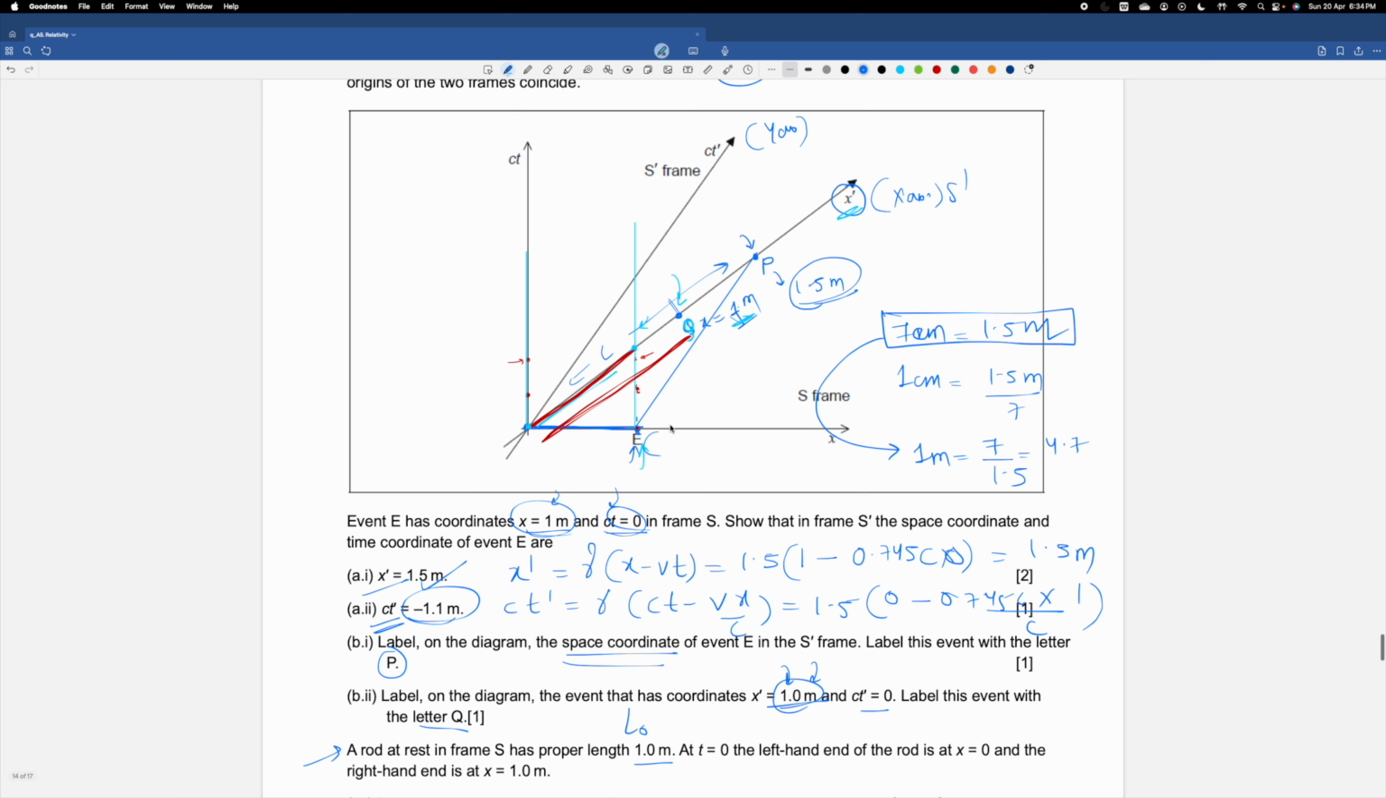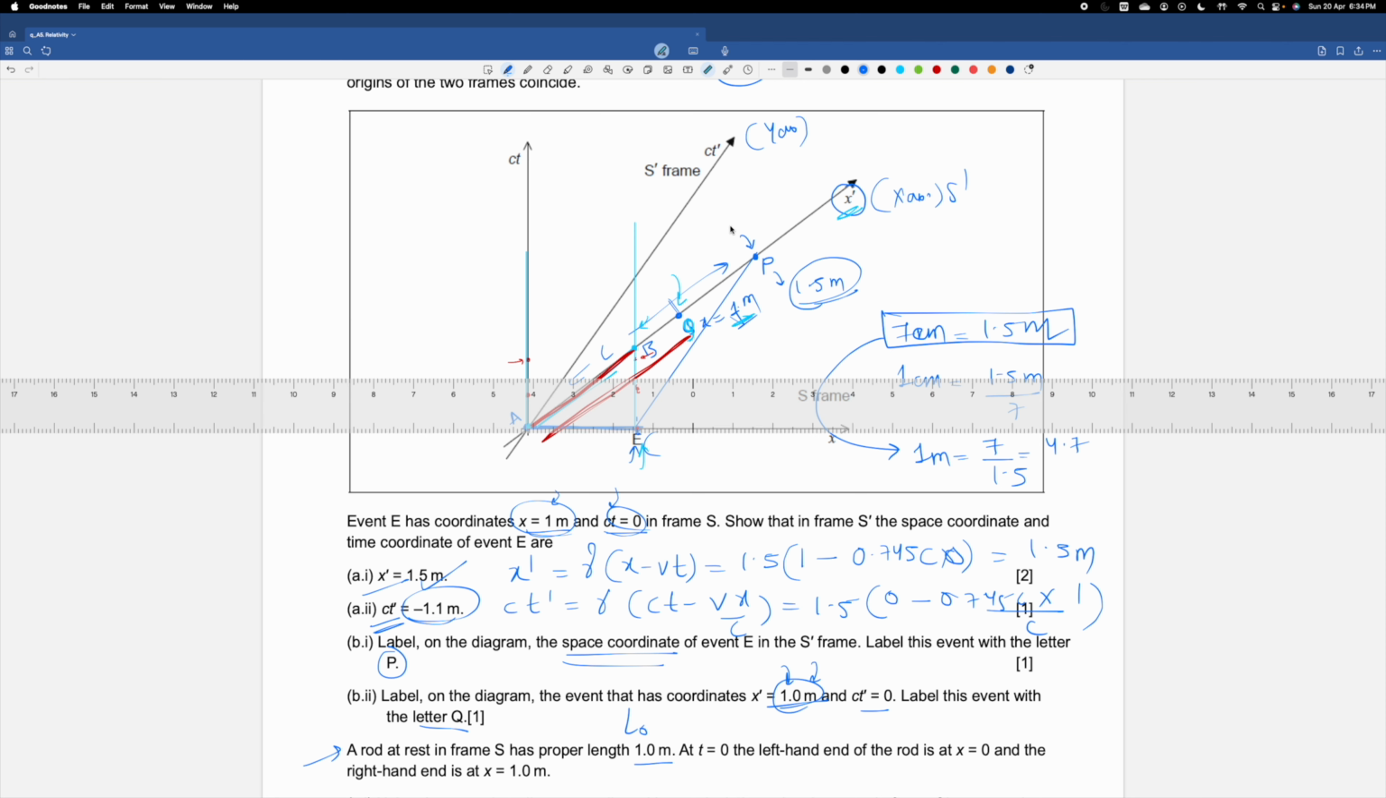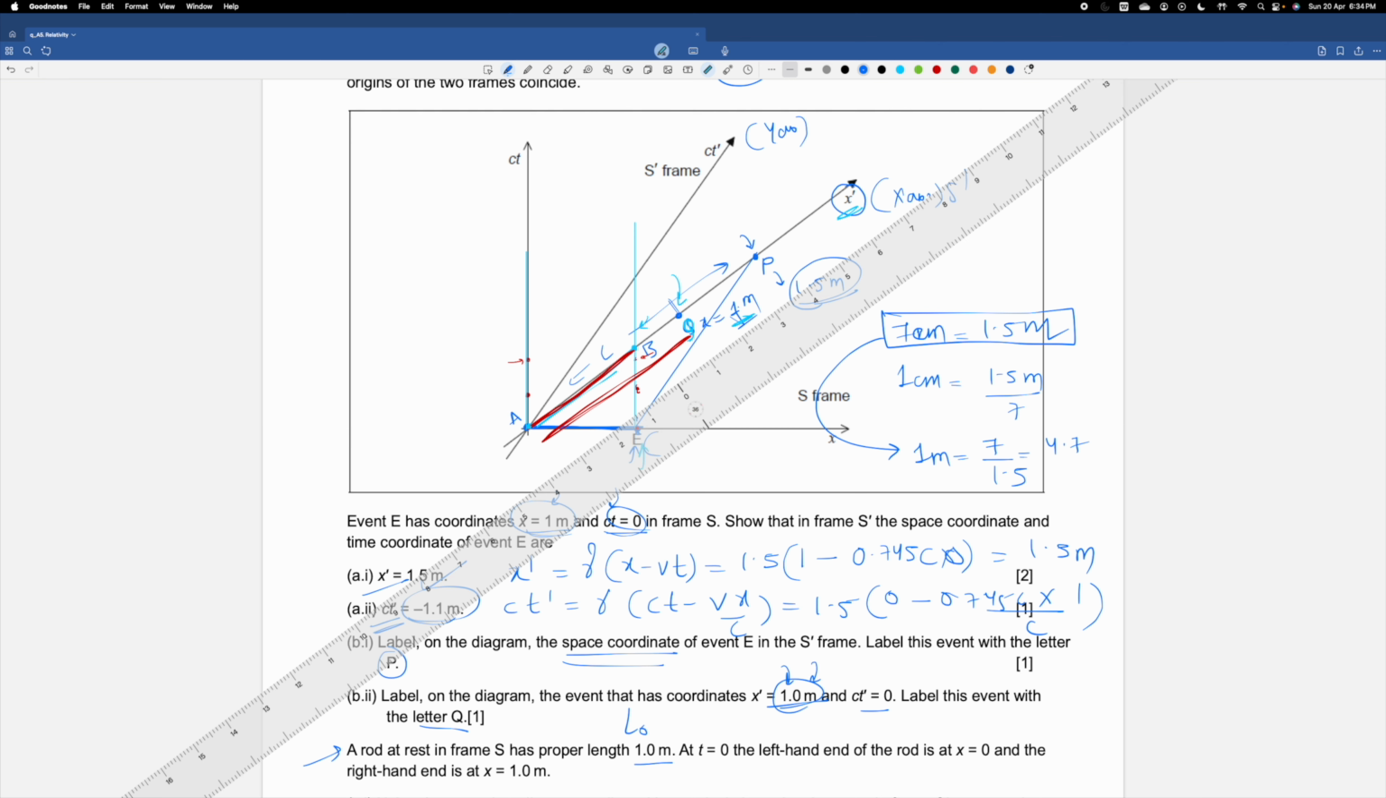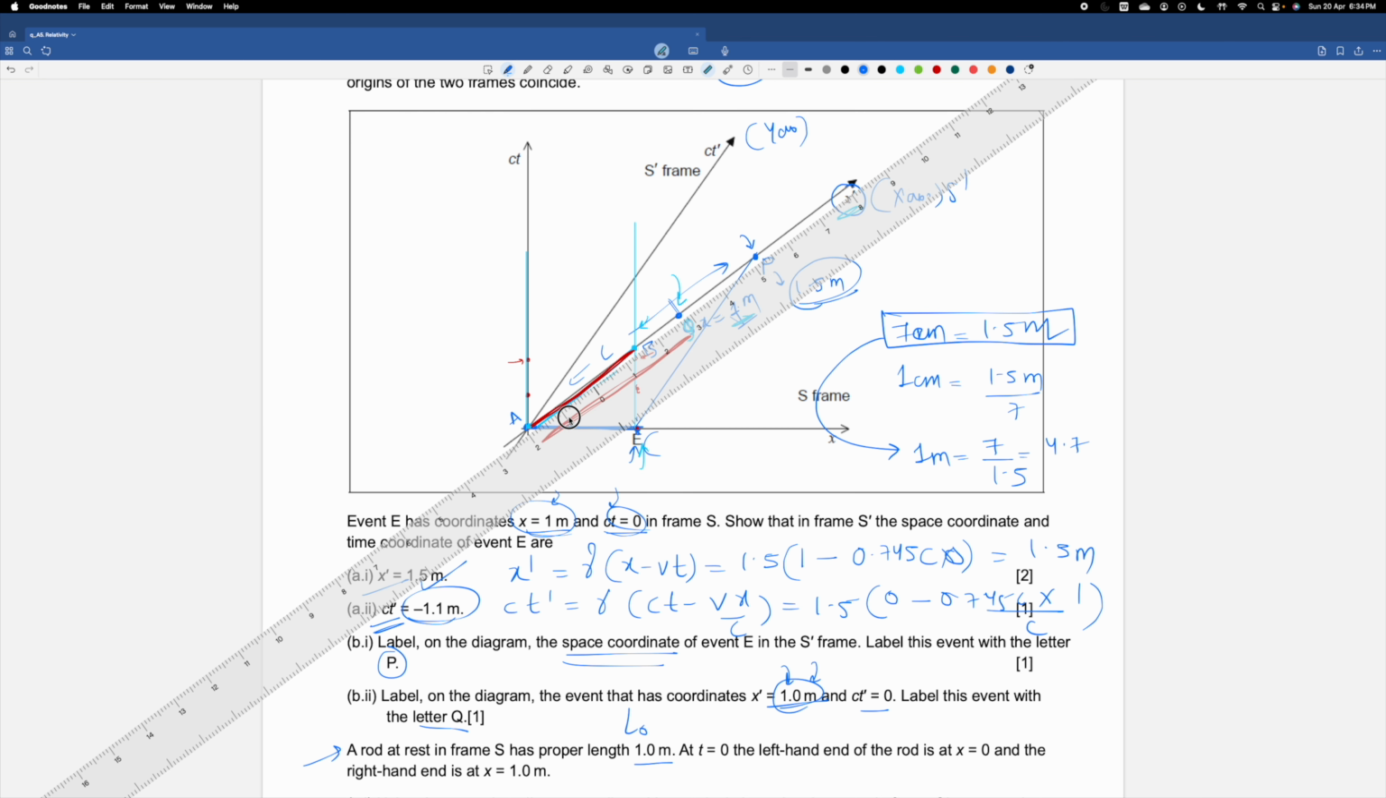So you have to just find out this length. Let me label this as AB. You have to find this length AB. So I'm going to take the ruler. The same thing you will do in the exam, right? So I remember it was 36 degrees. Yeah. And we'll measure the length of that AB, which is about 3.3 centimeter as per the ruler. So the length of the rod as per S prime is 3.3 centimeter.